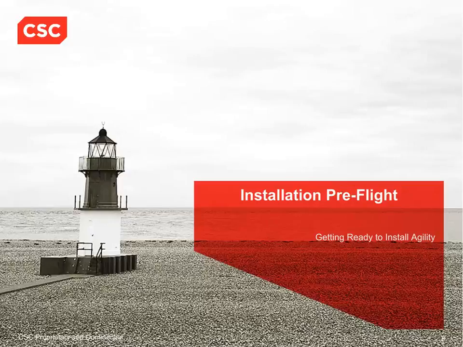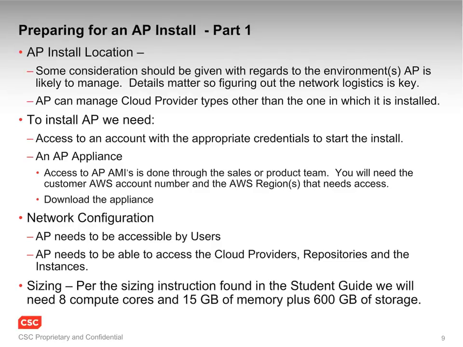In this next section, we're going to go through the process steps to prepare for an Agility platform installation. Preparing for an Agility platform install. One of the first elements is to consider the installation location of Agility platform itself. A lot of this should depend on what environments Agility platform is likely to manage.